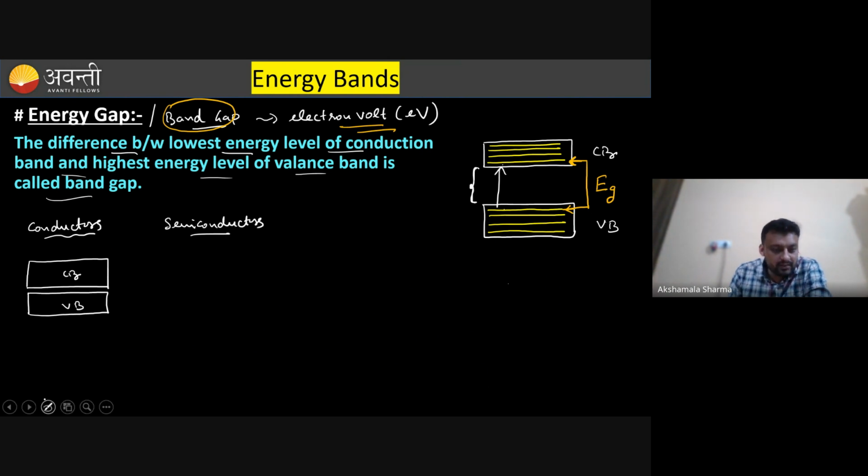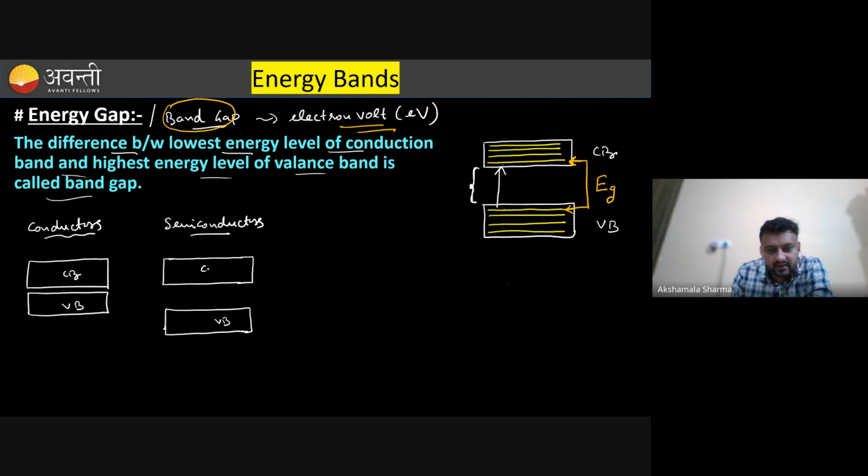And if I say for semiconductor, this gap is comparatively higher. Comparatively higher with what? In comparison to the conductors, this gap is slightly higher. This is valence band, this is conduction band, and this gap is somewhat higher. Clear?